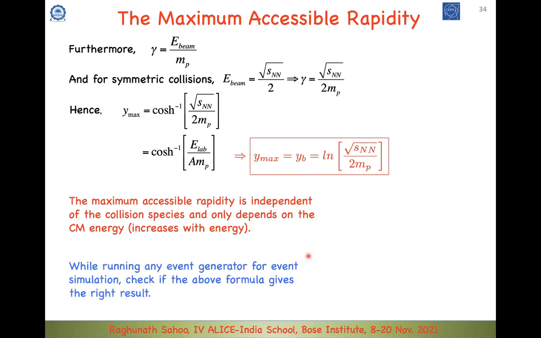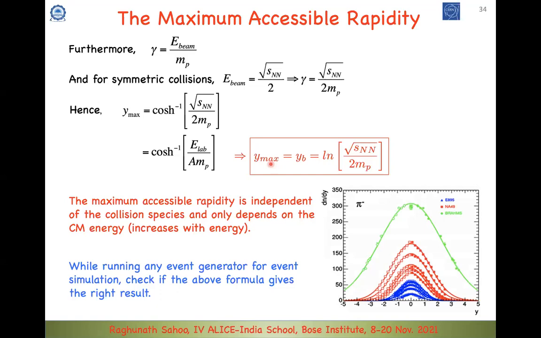And while running any event generator for event simulation, you can check whether this formula gives the right result or not. When you plot your dn by dy, you will find the maximum on the x-axis will be limited by this y max. So you can check this. And just for a physics plot, let me show you the pion dn by dy spectra as a function of y. From very low energy to high energy, if you see, the x-axis range is increasing. That also tells me that with higher and higher energies, your y maximum, which is equivalent to y beam, is also increasing, following this formula.